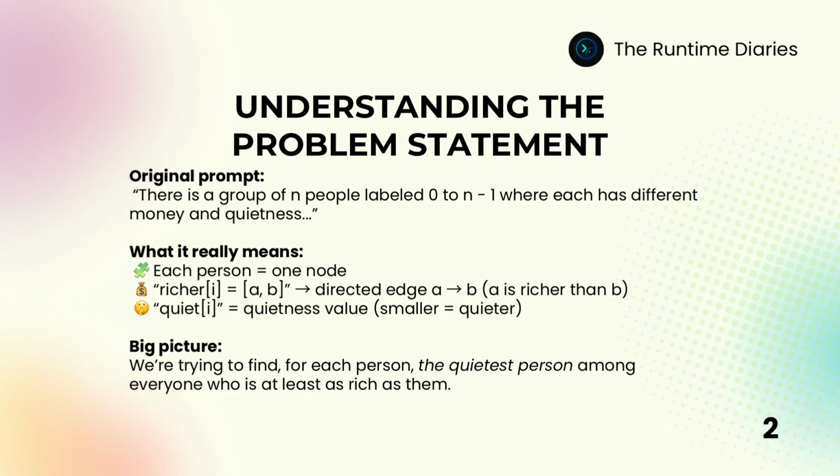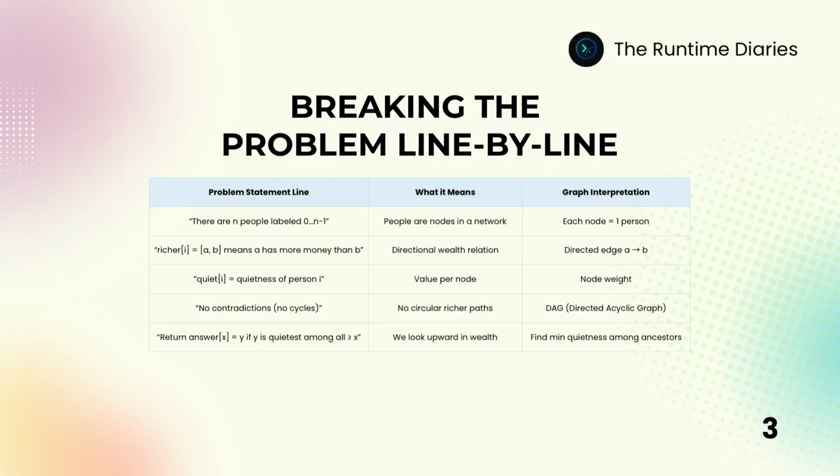So if you think about it, we're not comparing money values directly. We're comparing relationships between people. Let's break the problem statement piece by piece. When it says there are n people labeled 0 to n minus 1, that means each person is a node in our graph. richer[i] = [a, b] means there's a directional edge from a to b. a is richer than b.